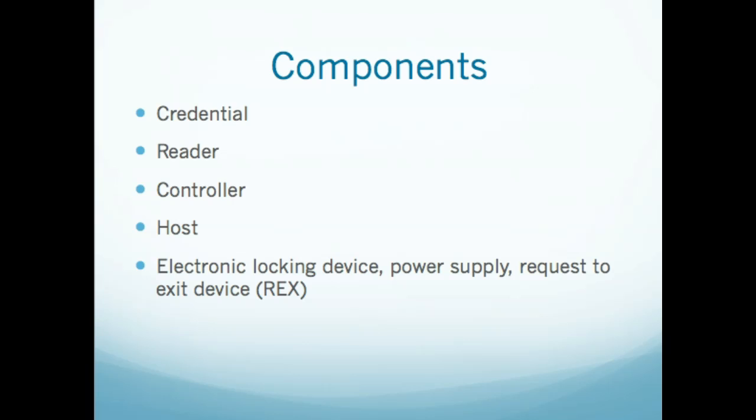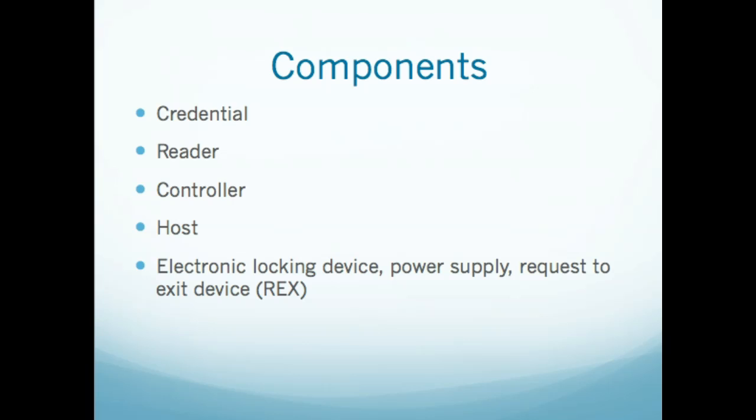Controllers normally control a certain number of doors, and they go back to a host, which is a server or a computer where all the central information is dumped in by your system administrator. And then you have all of the at-door stuff. You have a power supply, you have a request to exit device, which we'll talk about, and an electronic locking device, a mag lock or an electric strike.